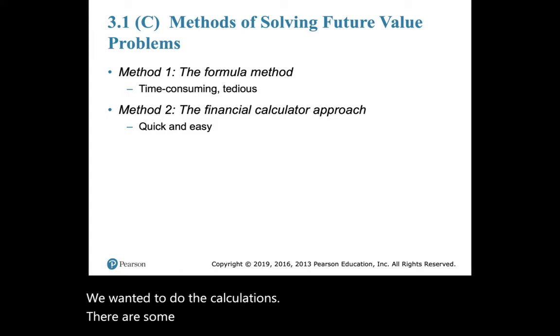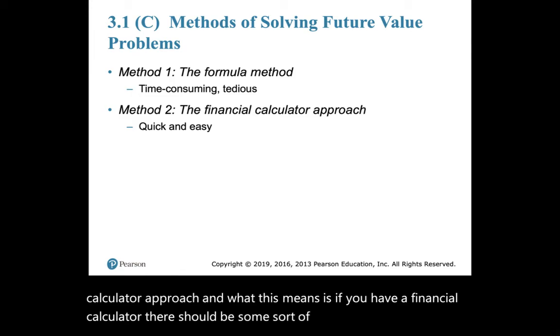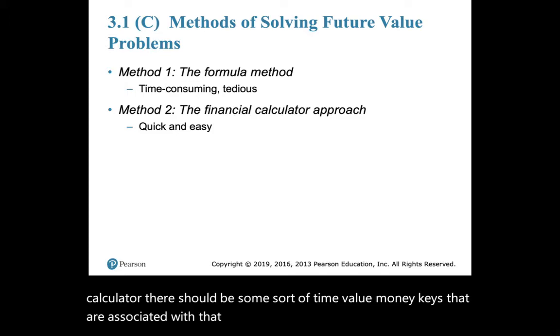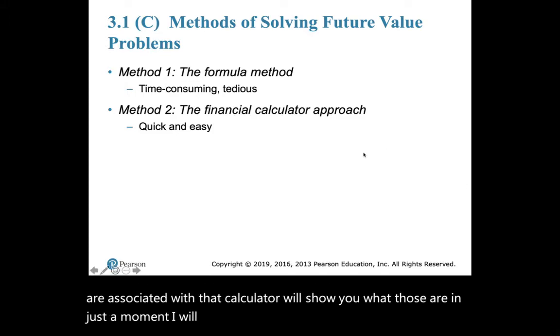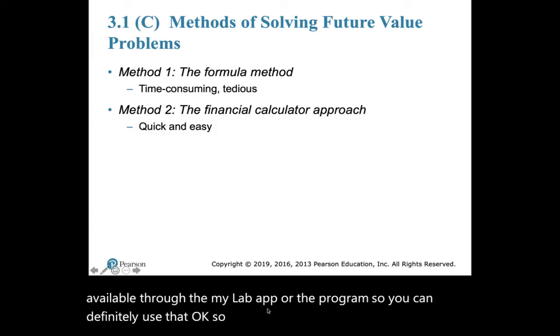So method 2 is the financial calculator approach. And what this means is if you have a financial calculator, there should be some sort of time value money keys that are associated with that calculator. We'll show you what those are in just a moment. I will say in my lab, there is a financial calculator available through the MyLab app or the program, so you can definitely use that. Okay, so that's one way to solve these equations.